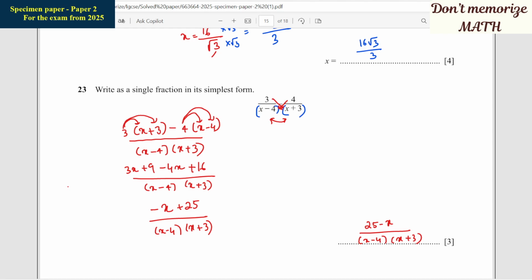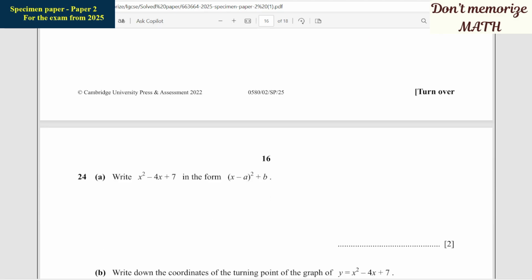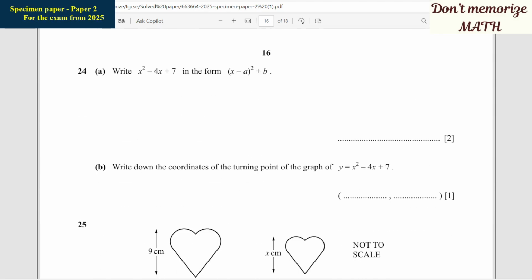So we'll move to question number 24. Question number 24. Write x square minus 4x plus 7 in the form x minus a whole square plus b. Okay, so this is called the completing the square method. So in the completing the square method, first take the number with x, divide by 2. Okay, whatever number you have with x, divide by 2, you will get 2.